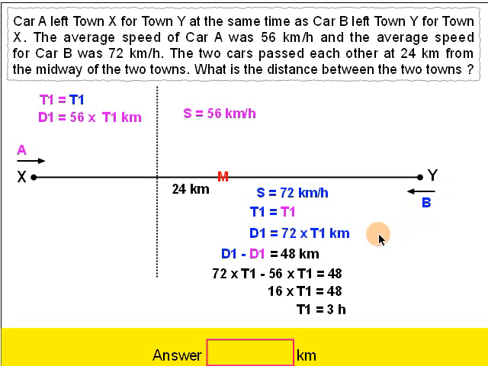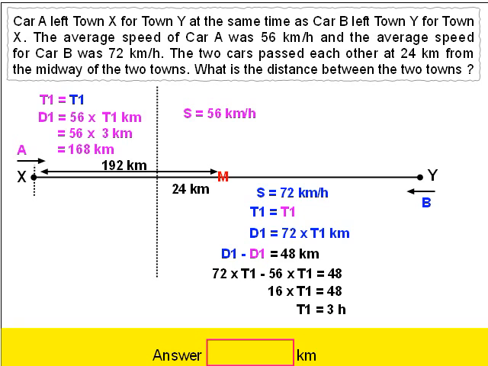Which means to say what? What is this 3 hours? This 3 hours is after car A left town X, 3 hours later they met car B. So we take 56 times 3 to work out the distance, which is 168 km from town X. And then to the midpoint, the distance is 192 km.